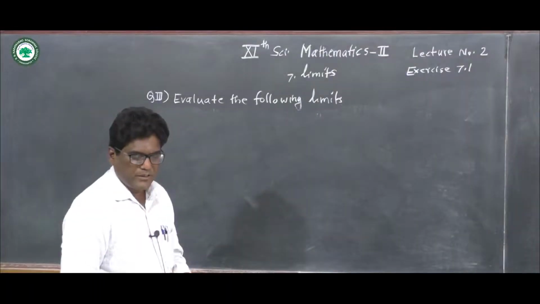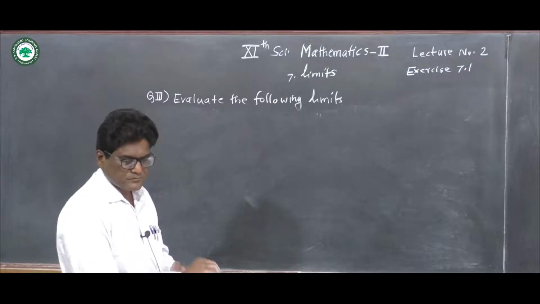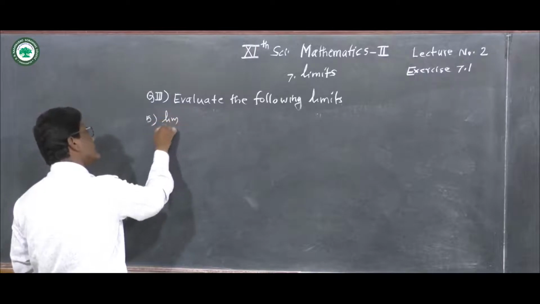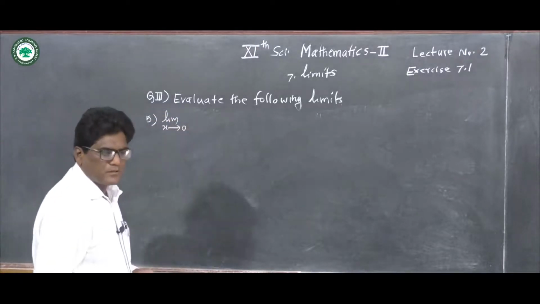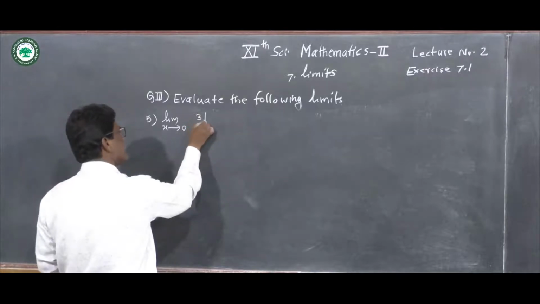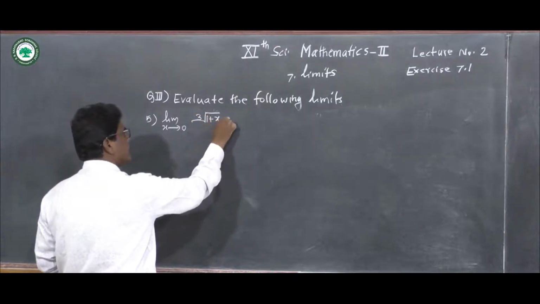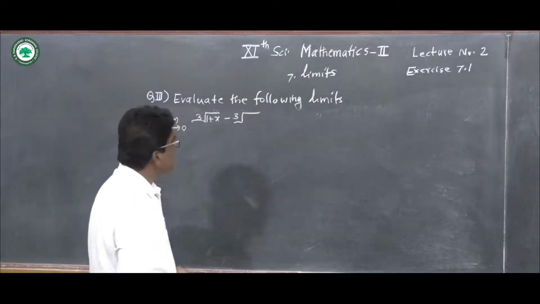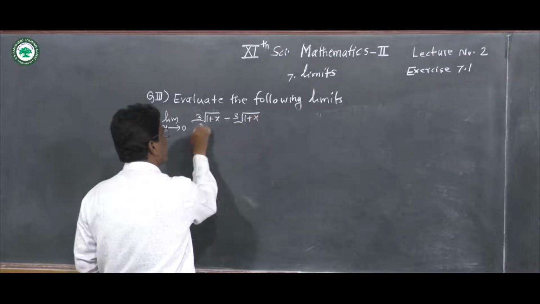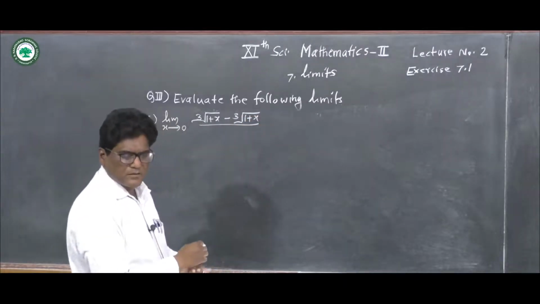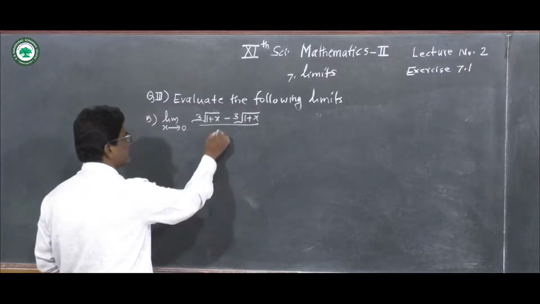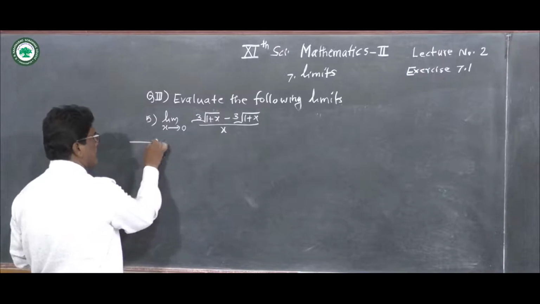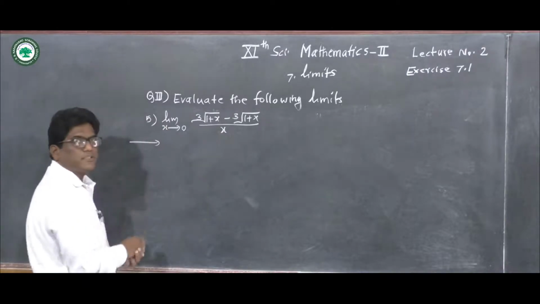Fifth problem here: limit as x tends to 0 of the cubic root of 1 plus x minus the square root of 1 plus x, divided by x. Okay, now see the solution of this. If we put x as 0 directly, then the denominator is 0.